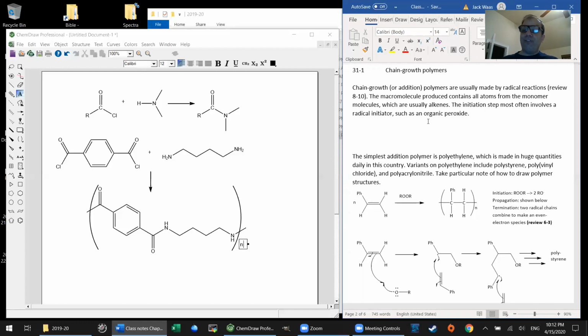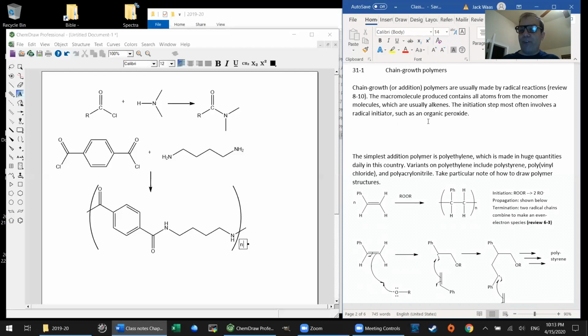One type is called chain growth or addition polymers. And those, the macromolecule that you eventually get contains all of the atoms from the original monomer units. And then you've also got step growth polymers, which are also called condensation polymers. And those are going to form long polymer chains that do not contain all of the atoms in the original molecules. Generally, there's some kind of a small molecule that winds up being given off at the end.